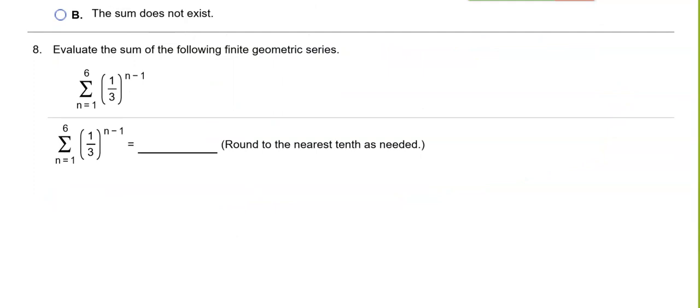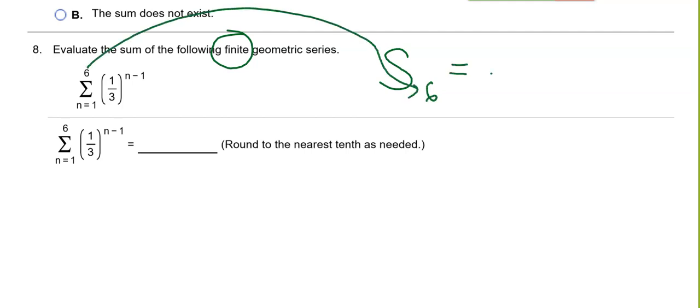Last one here. Evaluate the sum of the following finite geometric series. This is not infinite, is it? It is finite. It has a stopping point. How many terms are we adding up? 6 terms, right? Right, 6 terms. So we need the first term. What's the multiplier?